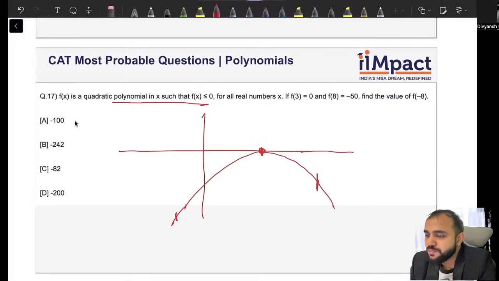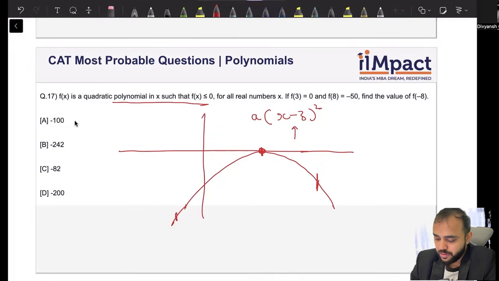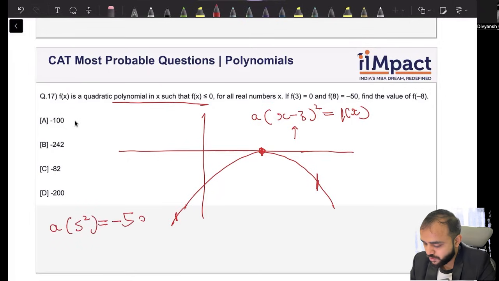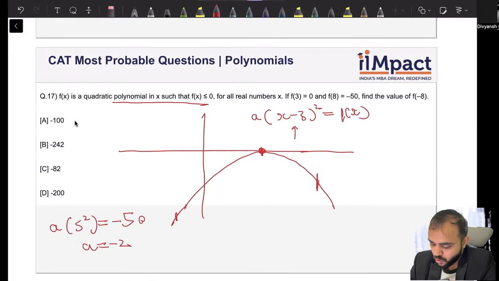I can assume the quadratic not in terms of ax square plus bx plus c. That is not going to be very helpful. I can assume the quadratic to be a times x minus 3 whole square, because if you are having repeating roots, you will have a perfect square in your quadratic factor format. So this becomes equal to f of x. So now they have said that f of 8 is equal to minus 50, which means a into 8 minus 3, that is 5 square, is equal to minus 50, or a is equal to minus 2, which means your quadratic is minus 2 into x minus 3 whole square.